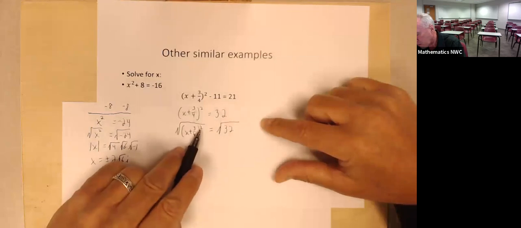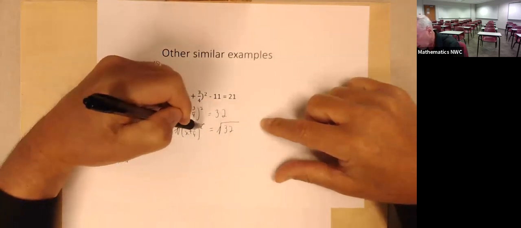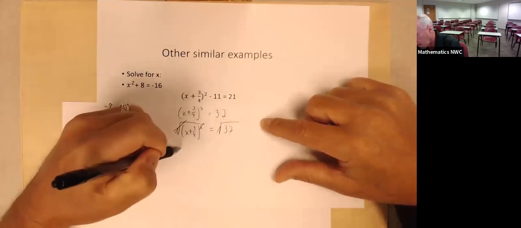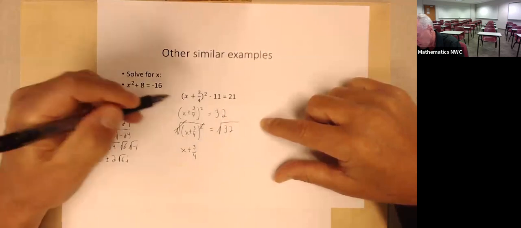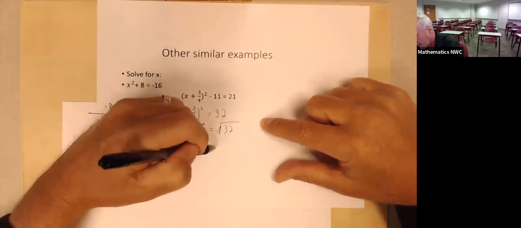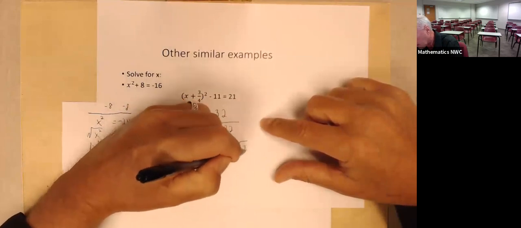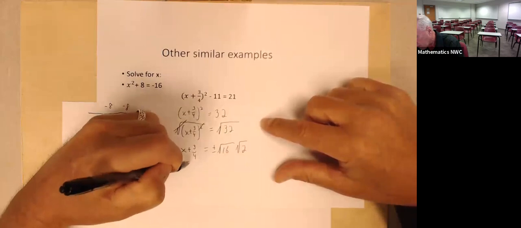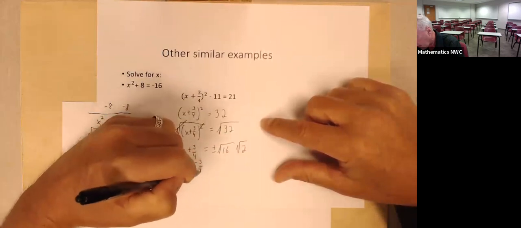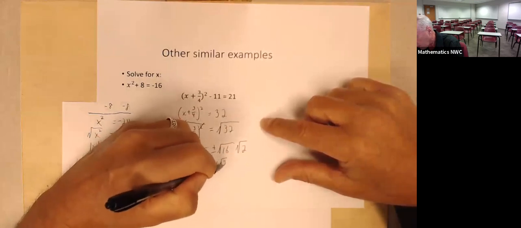Well, this square and the square root cancel each other out, and you're left with an x plus 3/4. This technically would be a plus or minus. I could have the square root of 16 times 2. I would bring the 3/4 across. It would become a negative. Plus or minus 4 radical 2.